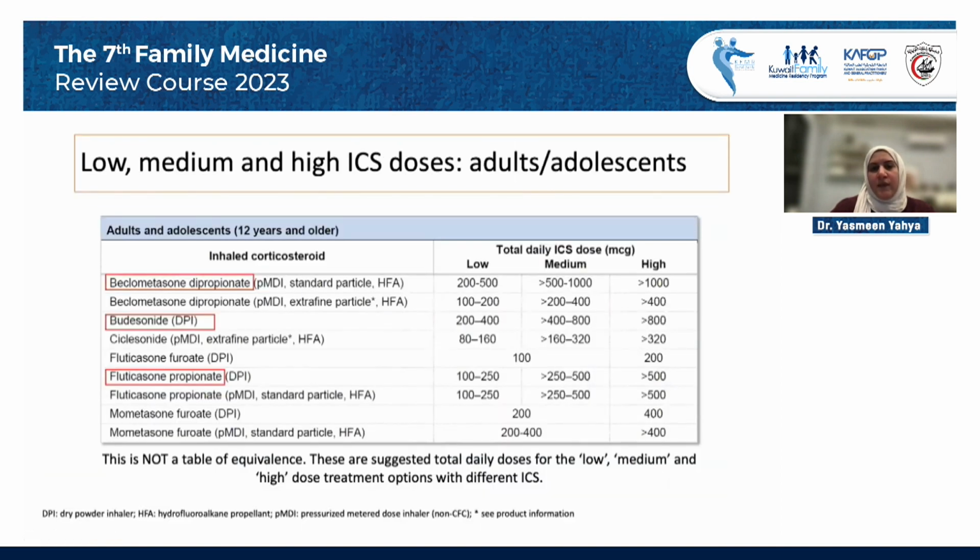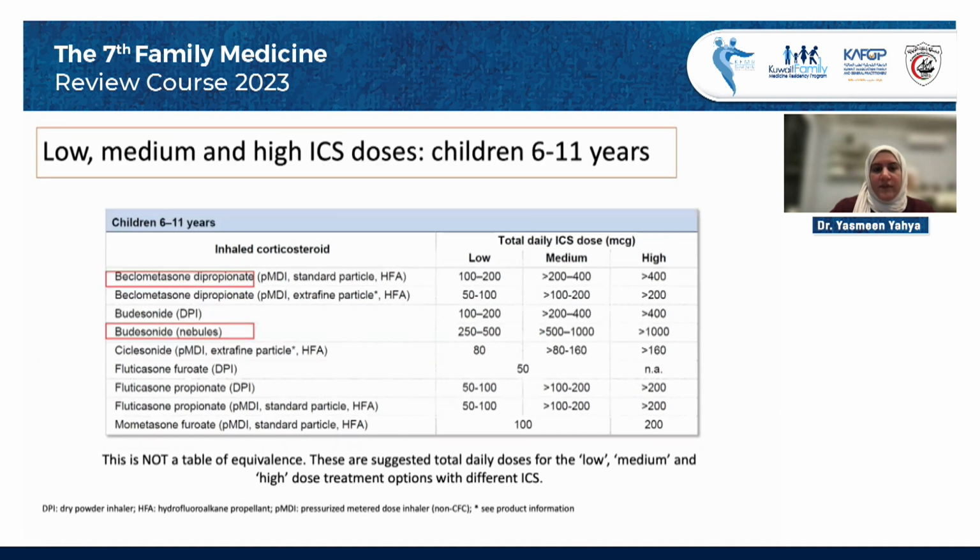These 2 tables can help you to know the low, medium and high doses, and these are the 3 kinds of ICS that are available in primary care for 12 and above, and this is for 6 to 11 years. Before, you used to have the beclomethasone 50 inhaler, but not anymore. Now it's 250, so it's not very useful for this age group. So the only thing we have for this age group is the budesonide nebules or Pulmicort.